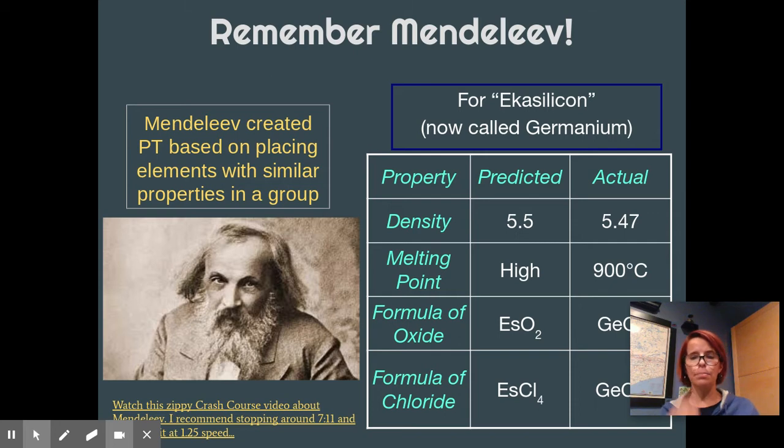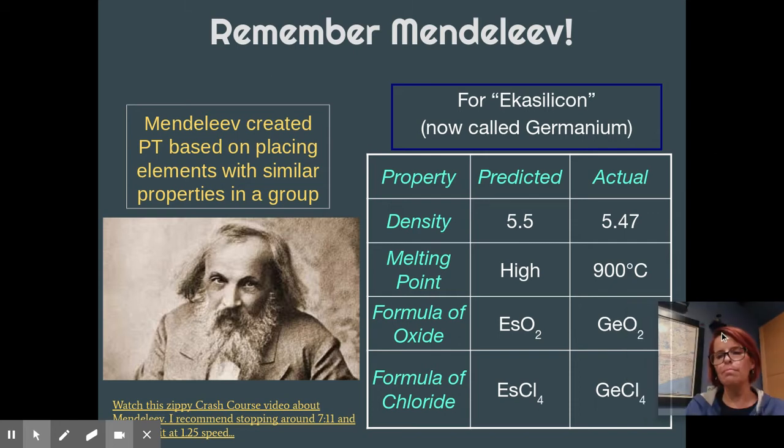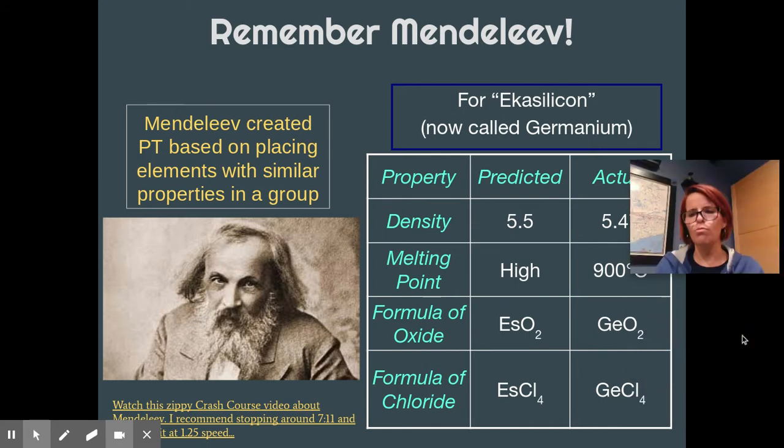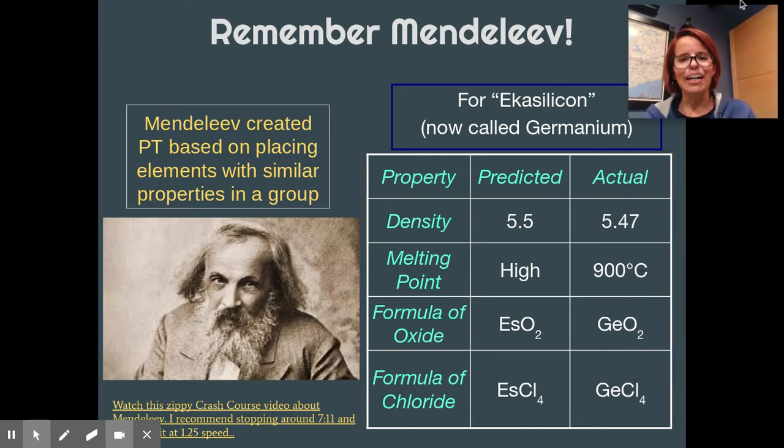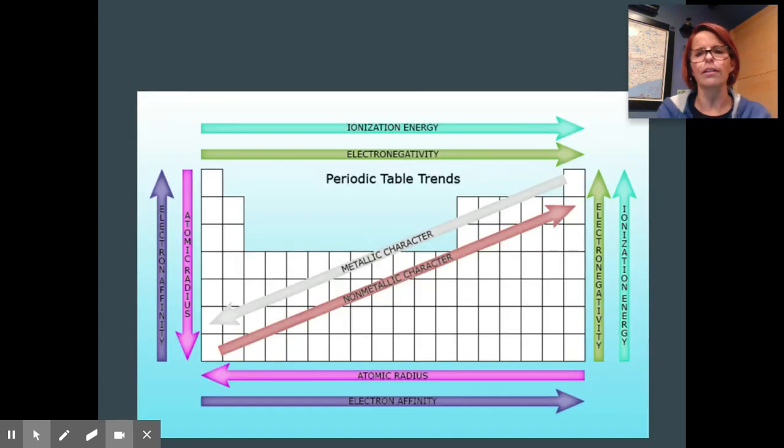So here's an example, and my picture is a little bit in the way, but here's an example for germanium. We now call it germanium. He predicted that it would have a density of 5.5. Its density is 5.47. I believe that's grams per centimeter cubed. It should have units on it. Melting point, he thought the melting point was going to be very high. Formula when it's combined with oxygen, and formula when it's combined with chlorine. And he was spot on with those. So that's part of the genius of this periodic table. And oh my gosh, talk about genius figuring this stuff out.